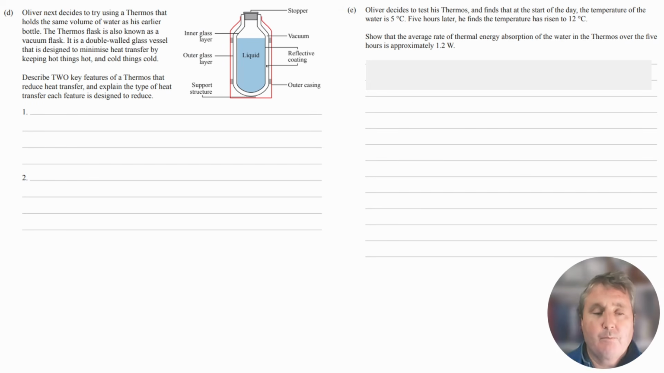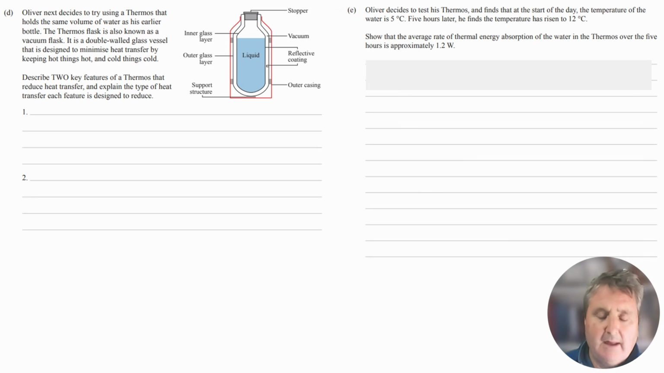Next question. Oliver then decides to try using a thermos that holds the same volume of water as his earlier bottle. The thermos flask is also known as a vacuum flask. It is a double-walled glass vessel that is designed to minimize the transfer of heat by keeping hot things hot and cold things cold. Describe two features of the thermos that reduce heat transfer, and explain the type of heat transfer each feature is designed to reduce.